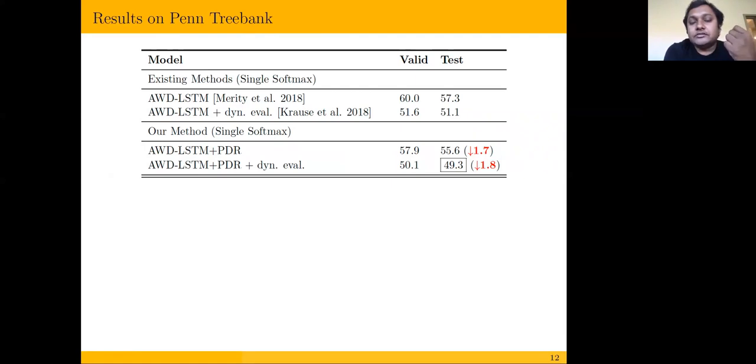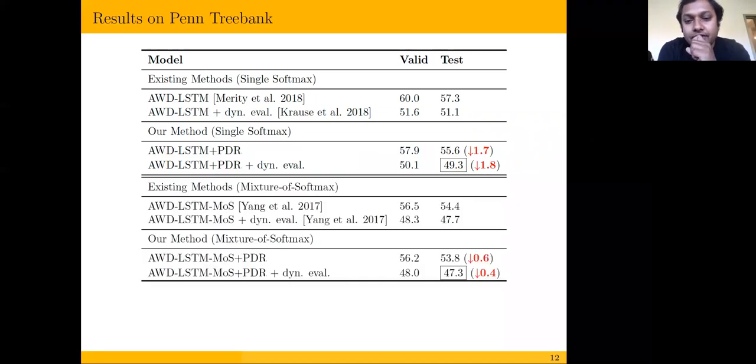And when AWD LSTM is used in conjunction with dynamic evaluation, this method by Krause et al., at inference time, some of the model parameters are changed slightly, and that really helps in driving down perplexity even more. Even in this case, PDR helps by again around 1.8 perplexity points. Note that at test time the number of parameters of the two models is exactly the same, because the past decoding operation is not required at test time. So with the same number of parameters, using PDR, we get gains in perplexity, right?